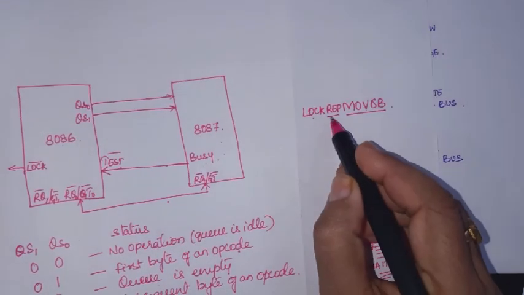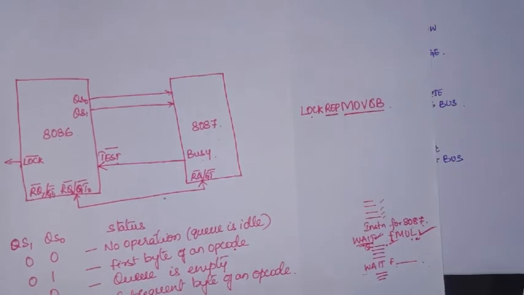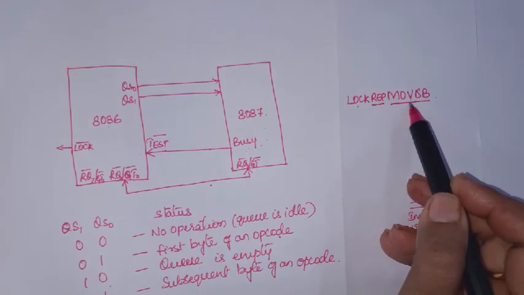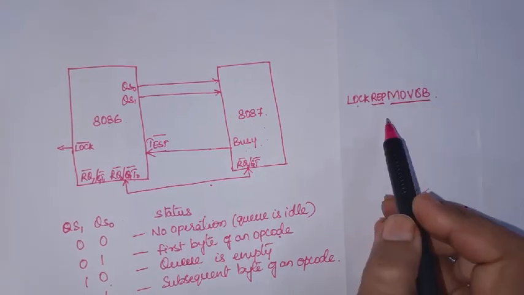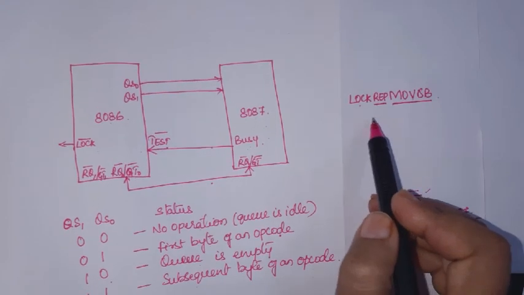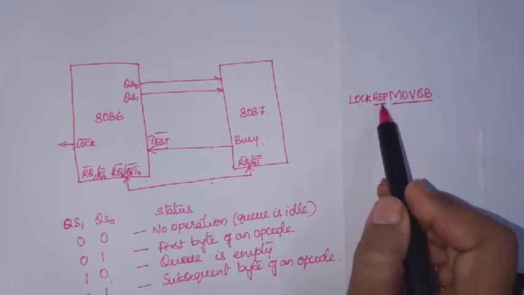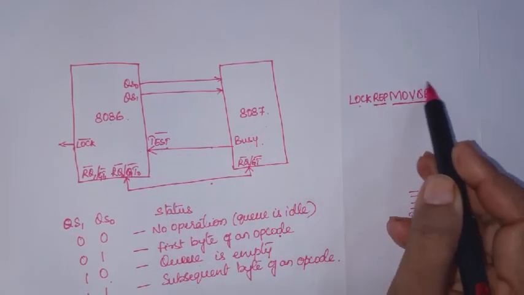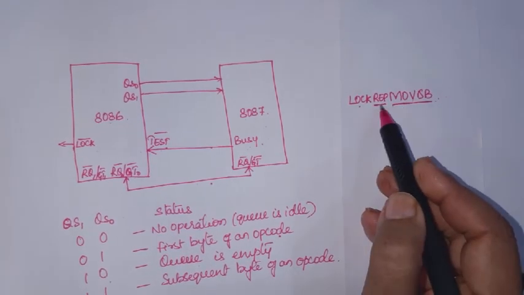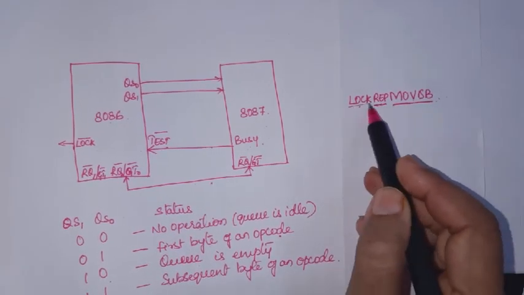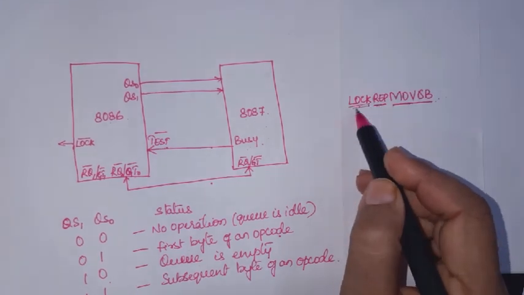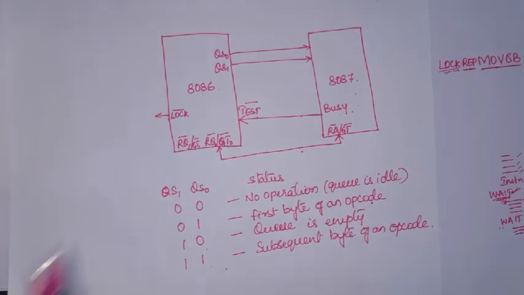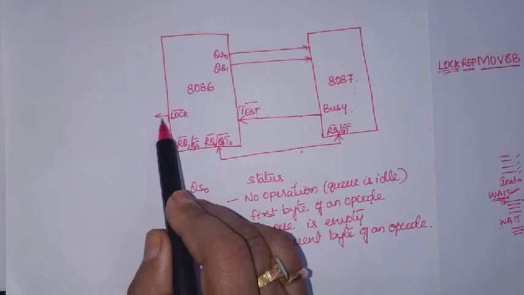Let us suppose you are writing the instruction REP MOVSB, repeat move string byte. You know what repeat move string byte is. Let us suppose a block of data is to be transferred from one location to another location. It will take some time. You don't want the processor to give the bus to another processor until it completes this block transfer. Then you can precede this instruction with LOCK. When the LOCK instruction is executed, the signal on this particular pin will be low.